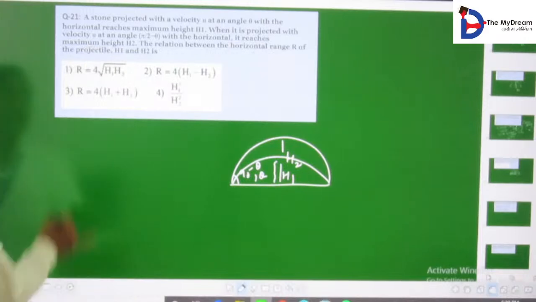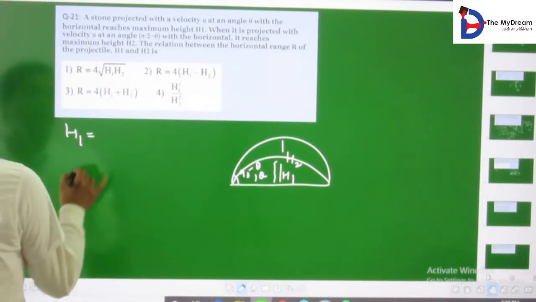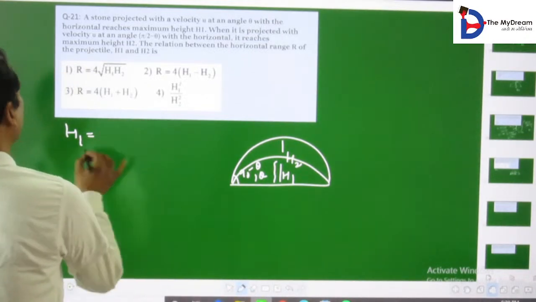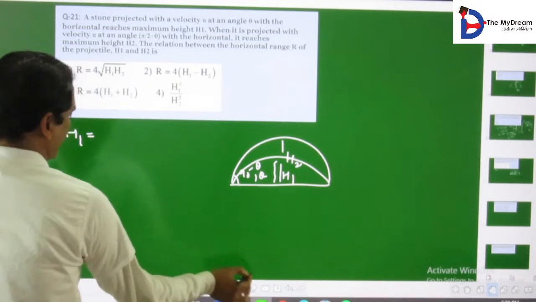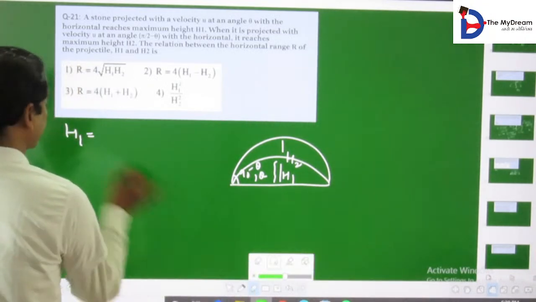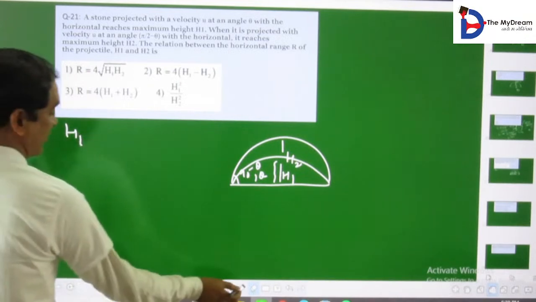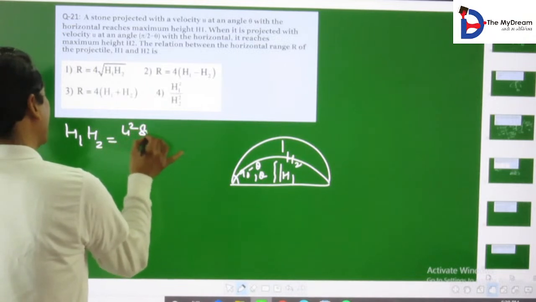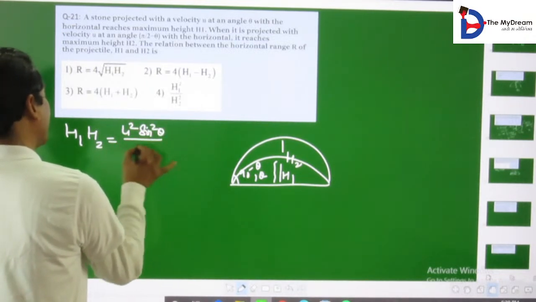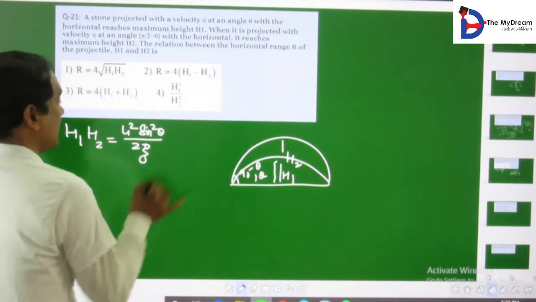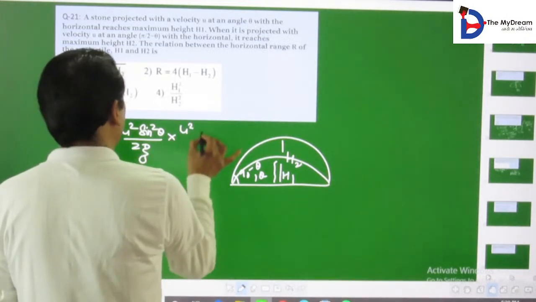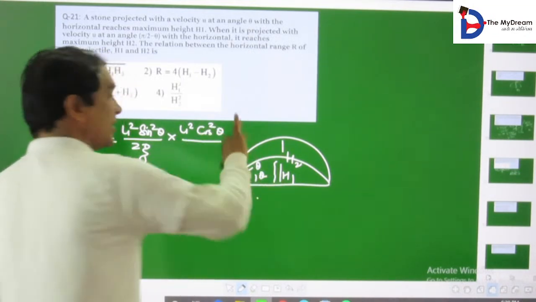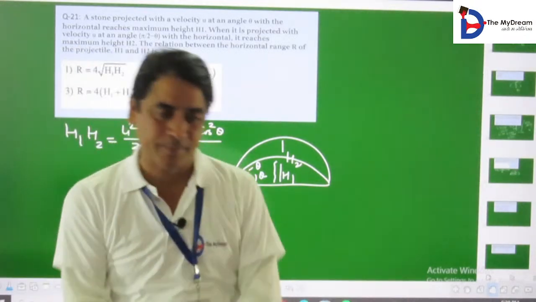सो h1 डायरेक्टली लिख देते हैं. h1 into h2, u स्क्वायर साइन स्क्वायर थीटा. पहले मैंने आई थिंक ये डिस्कस किया आपसे. h2 दैट इज u स्क्वायर कॉस स्क्वायर थीटा, बिकॉज साइन 90 माइनस थीटा. साइन 90 माइनस थीटा क्या देता है? कॉस देता.